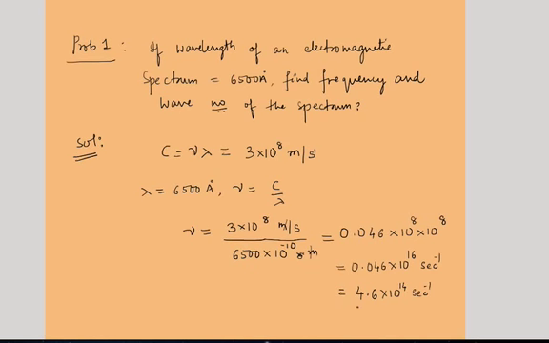So what does that mean? These are the number of waves that can travel per second. 6500 Angstroms, if you remember, was the wavelength of red light. So a red light will have how many waves per second? These are the number of waves a red light can have, the number of waves traveling per second.